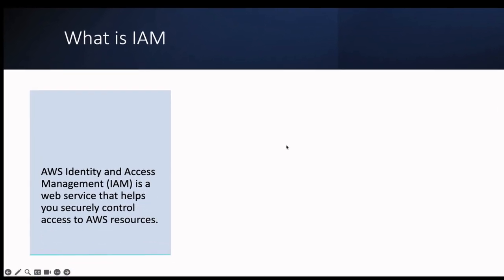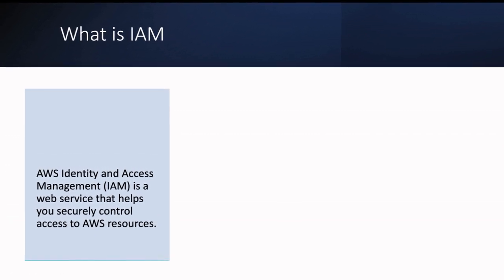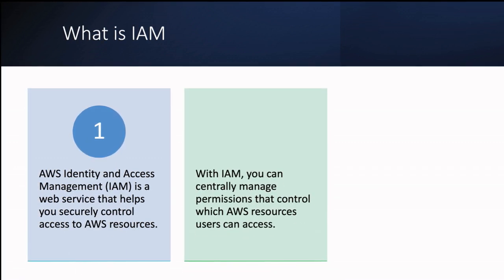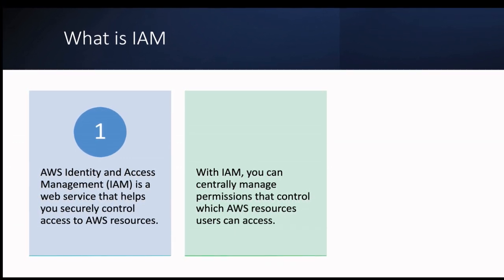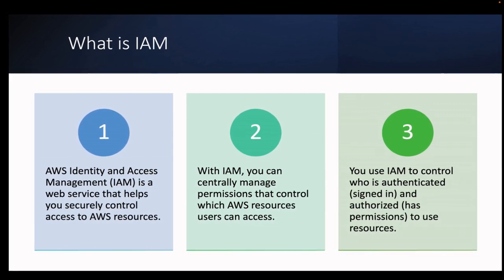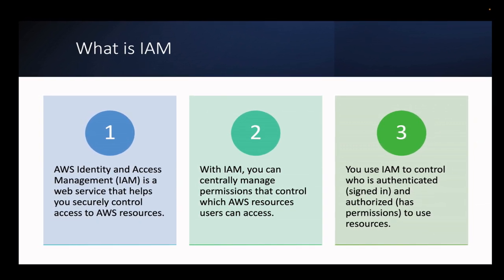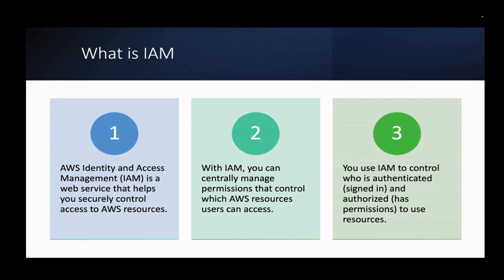AWS Identity and Access Management is a web service that helps you securely control access to your AWS resources. With IAM, you can centrally manage permissions that control which AWS resources users can access. You use AWS IAM to control who is authenticated, that means signed in, and who is authorized, that means who has permissions to perform actions on a resource or use a resource. IAM features.